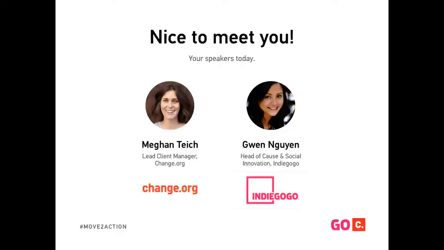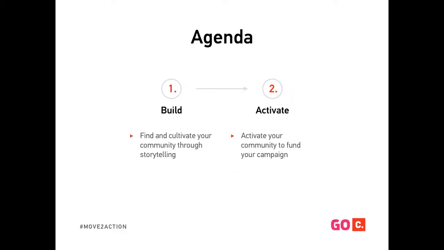So to give you a sense of what we're going to be talking about today, here's our agenda. I'm going to be discussing how you find and cultivate your community, especially using storytelling. So how is it that you can build that group of people who are ready and eager and engaged to take action on behalf of your organization. And then Gwen is going to share some really fantastic best practices on how you can activate that community, specifically around fundraising, because we all know we need to keep the lights on, so that's generally a pretty high priority for most organizations. So we'll be talking specifically about crowdfunding and other fundraising campaigns, but giving you some takeaways as well so you can use those in advocacy campaigns too.